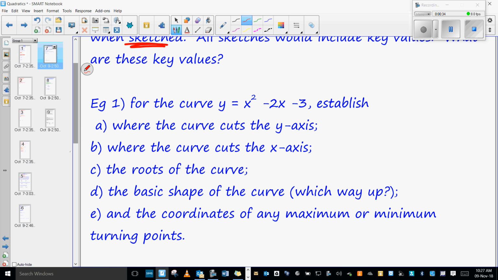So first of all, you look at this and go, it's a parabola. Okay? So we know it's going to be either positively happy or negatively sad. We know it's a parabola. We need to find where the curve cuts the y-axis. How do we do that? What do we know when something cuts the y-axis? What value?